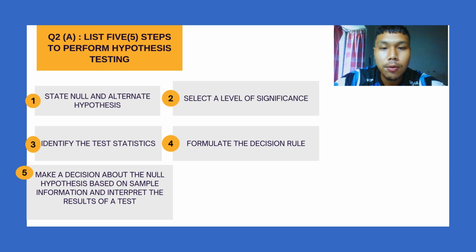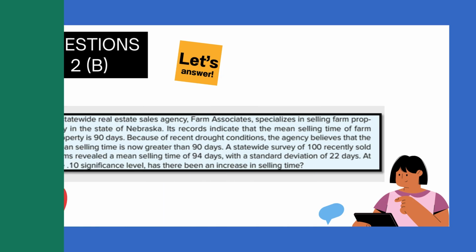So the first question from question 2, which is A, list 5 steps to perform hypothesis testing. So the first step is state the null and alternate hypothesis. Number 2, select a level of significance, which usually will be given in the question. Number 3, identify the test statistic. Number 4, formulate the decision rule. And number 5, make a decision about the null hypothesis based on sample information and interpret the results of the test. That is the 5 steps to perform hypothesis testing.